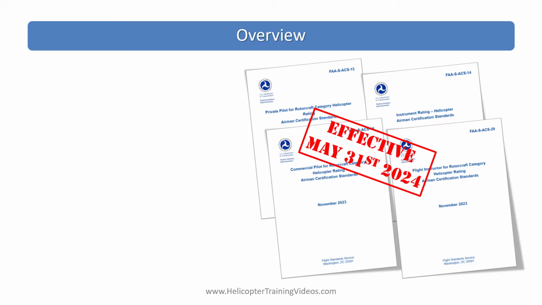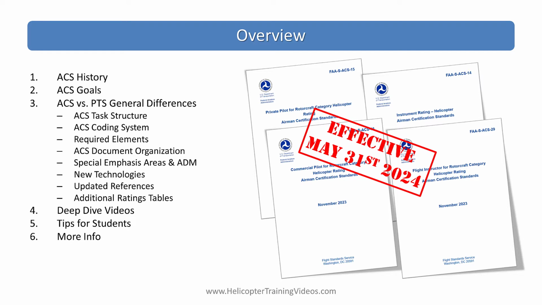So what is the ACS? The ACS is the Airmen Certificate Standards, which is basically an enhanced version of the old PTS, or Practical Test Standards. And the ACS is probably new to most FAA helicopter pilots, so we'll go through some history of it, the goals, some basic differences of ACS versus PTS, including the task structure, the coding system, required elements, the overall ACS document organization, as well as special emphasis areas and ADM, the new technologies that it's embracing, updated references, and additional rating table changes.